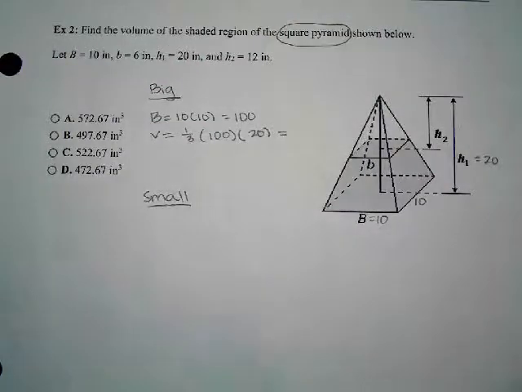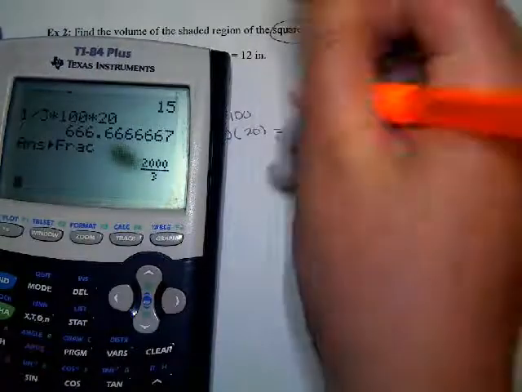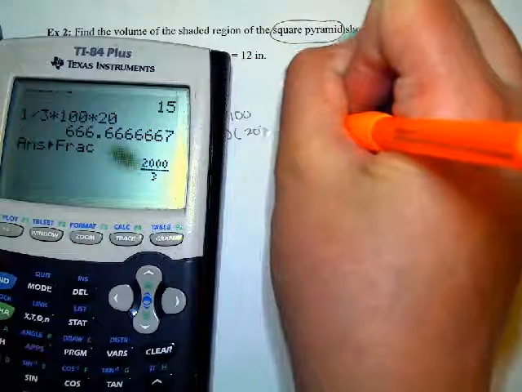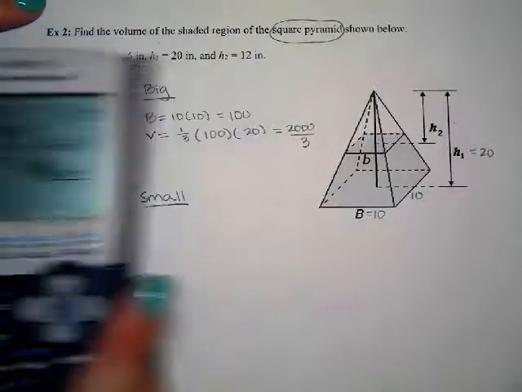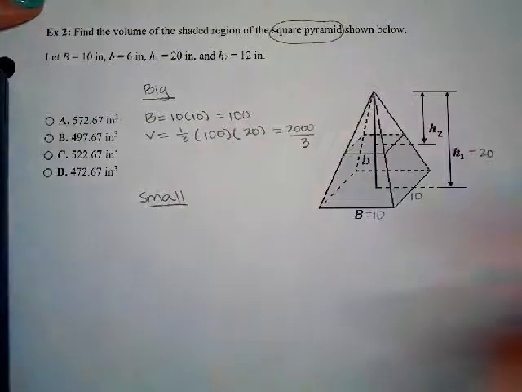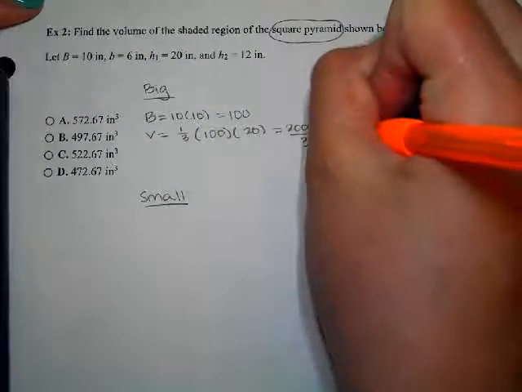I just want to make sure I'm right. Ooh, that was a scary number. All right, 2,000 divided by 3 is what I'm going to use. I don't want to round this early in the problem. Okay, so we got that. What are the units on that? Inches cubed. Okay, perfect.